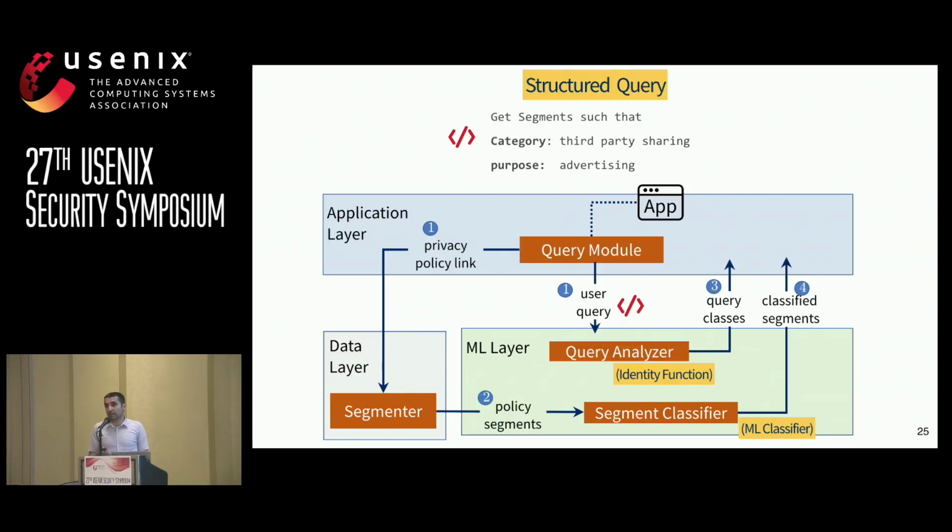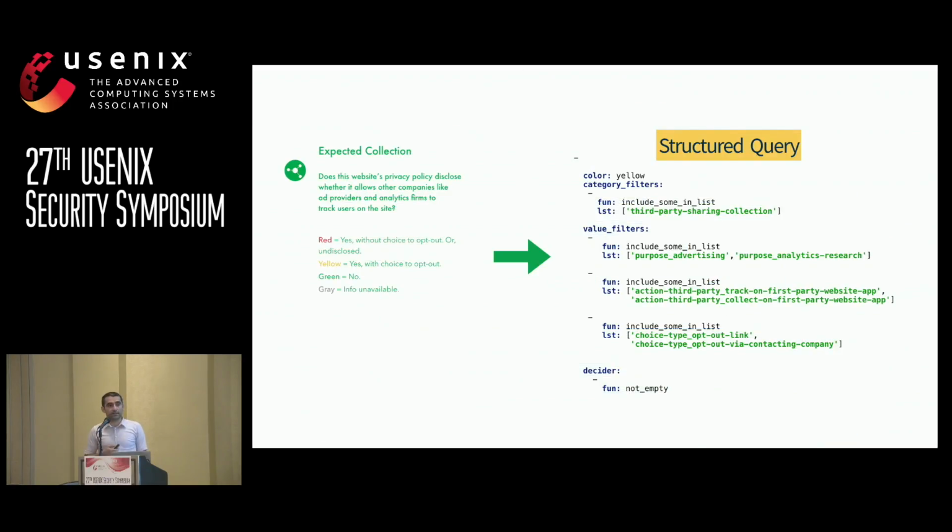So the query analyzer is not very complex because we already have the classes in the query. We don't have to guess them. The class comparison can be done with first order logic. So find these segments with the given conditions. To give an example, this is expected collection. Does this website's privacy policy disclose whether it allows other companies, so that's third-party sharing or collection in our labels, like ad providers and analytics firms, so that's purpose advertising or purpose analytics research, then track users on the site, so we had also labels for that. And the yellow icon, which we have as an example here, is basically having opt-out choices.